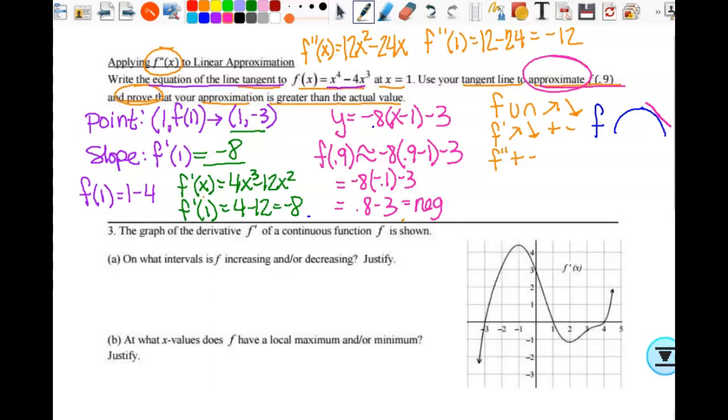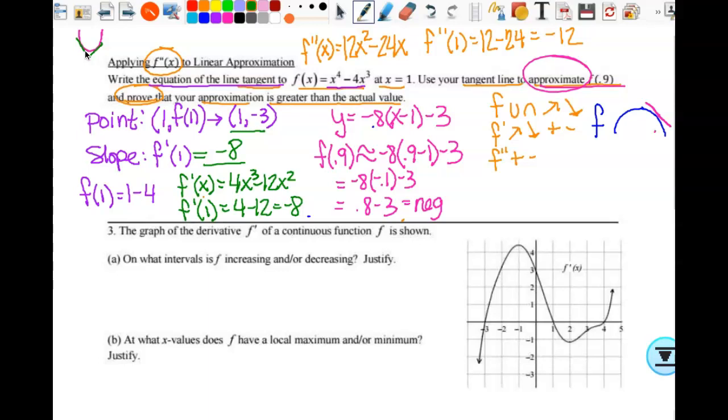So we found the approximate of f of 0.9, so 0.9 would be to the left of it. The approximation is greater, and it's greater because this is concave down. Anytime you have a concave down function, your tangent line approximations are always going to be greater because it's always going to be above. If I have a concave up function here, then my tangent lines are always underneath. So that means that they would always be an underestimate. Does that make sense to you?